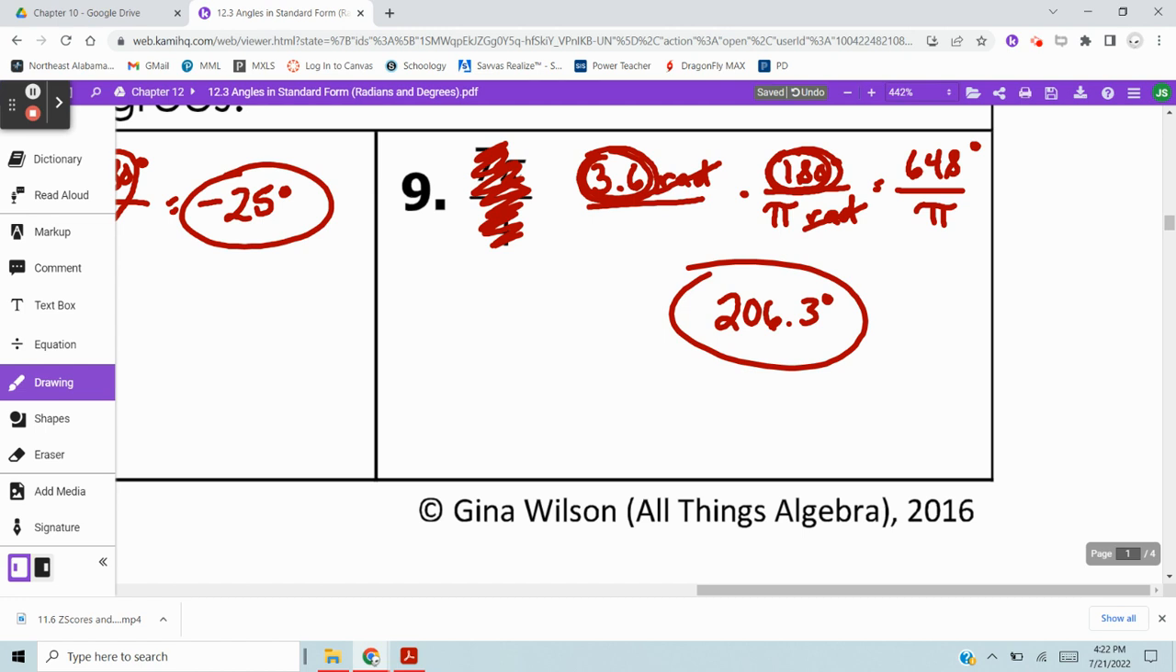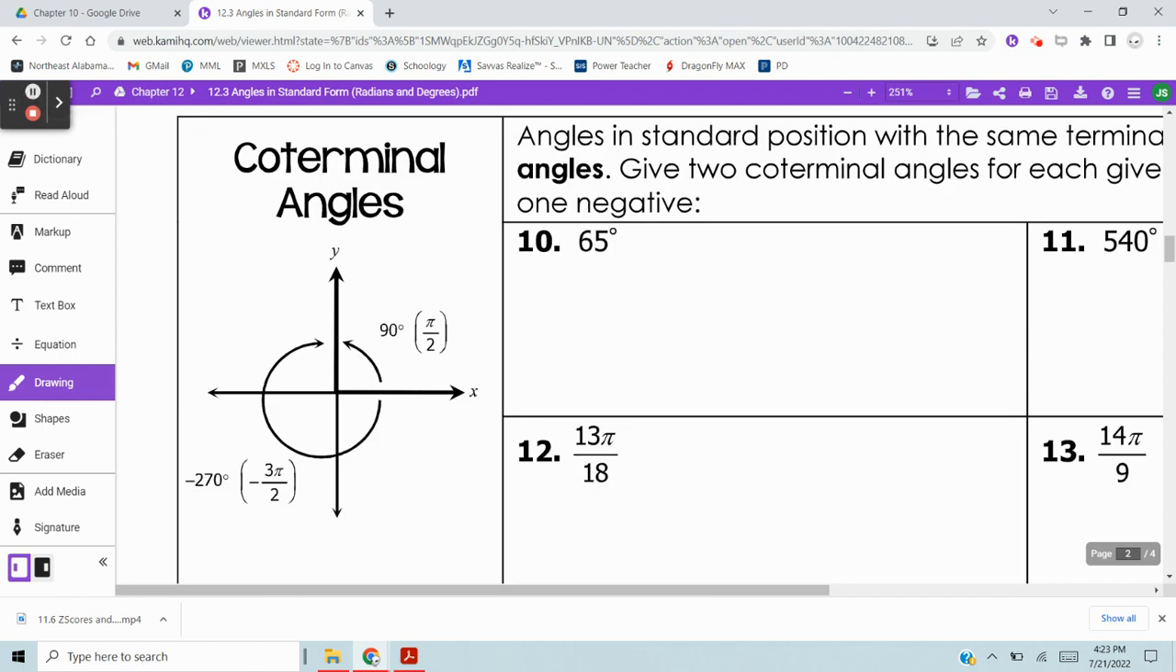3.14 is 180, 3.6 is 206.3. So just a quick reminder, if there's no pi in there, you can just plug in 180. You do have to go the other route. Okay, next part of the lesson, we're going to be talking about coterminal angles.